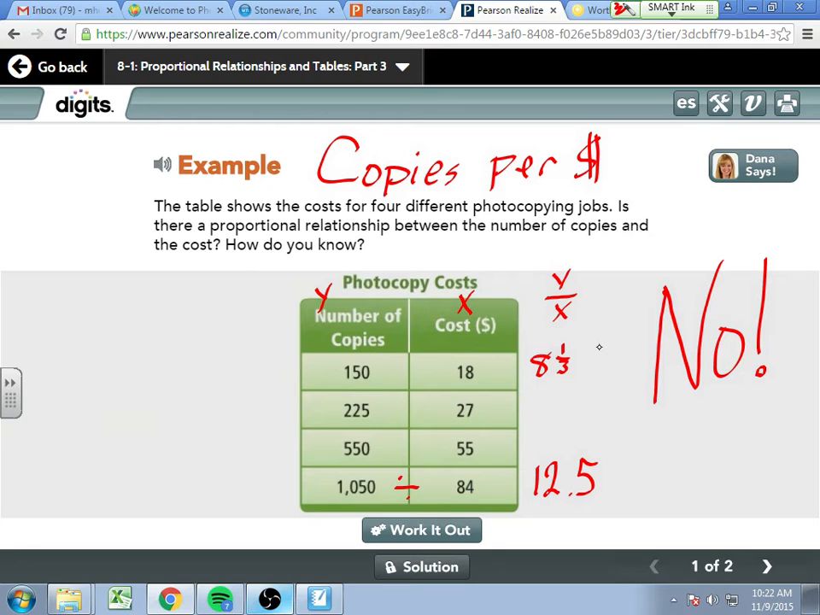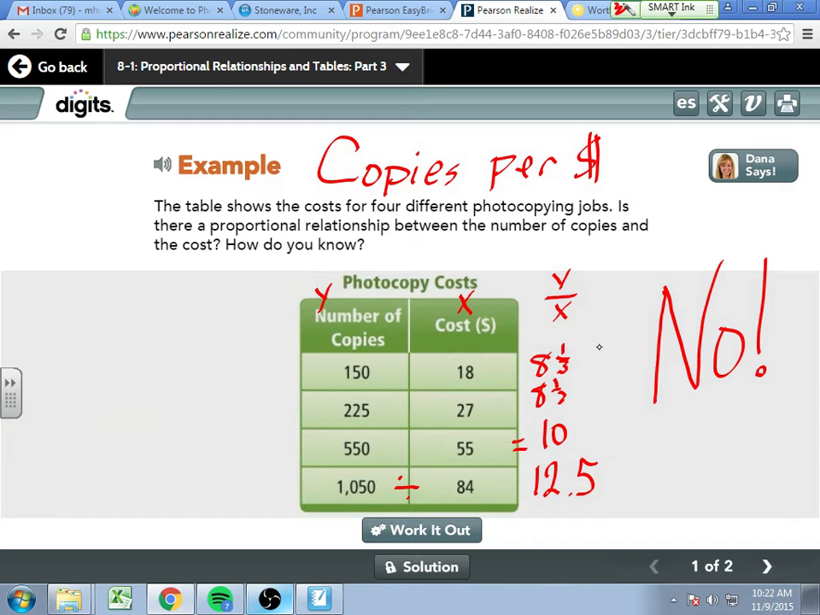Zach? Just a guess, but don't companies, if you buy more at once, tend to give you a discount? Yep, exactly. Or like buy this many and you get this many free. And here, this would actually be 10. So this is still 8 1/3, I think, if I remember the math right.